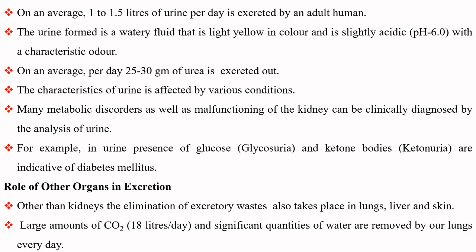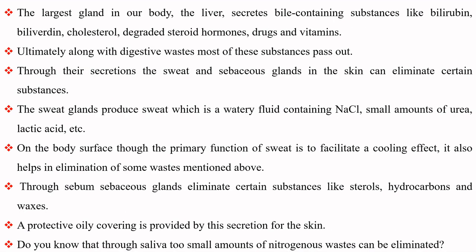Role of other organs in excretion. Other than kidneys, the elimination of excretory waste also takes place in lungs, liver, and skin. Large amounts of carbon dioxide and significant amounts of water are removed by our lungs every day. The largest gland in our body, the liver, secretes bile containing substances like bilirubin, biliverdin, cholesterol, degraded steroid hormones, drugs, and vitamins. Ultimately, along with digestive waste, most of these substances pass out.